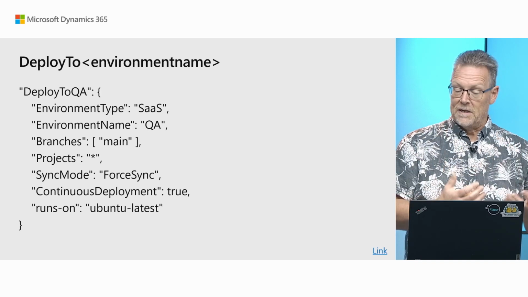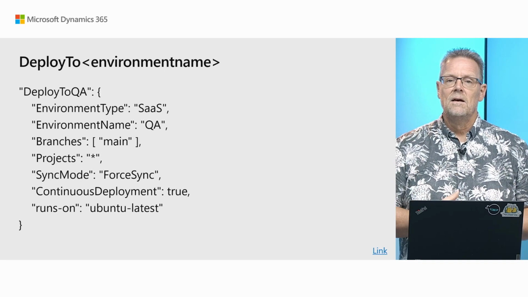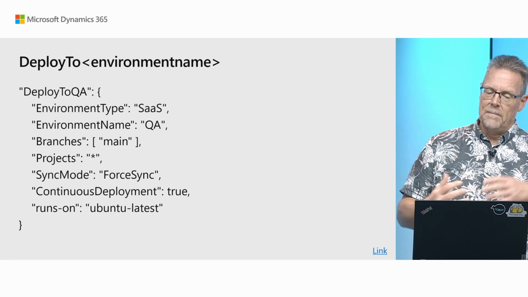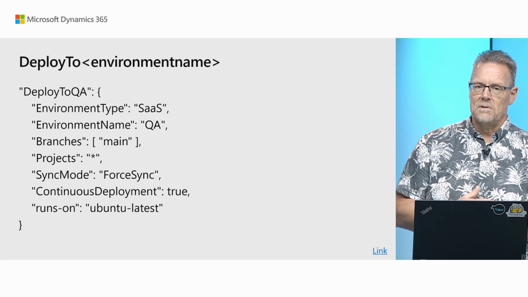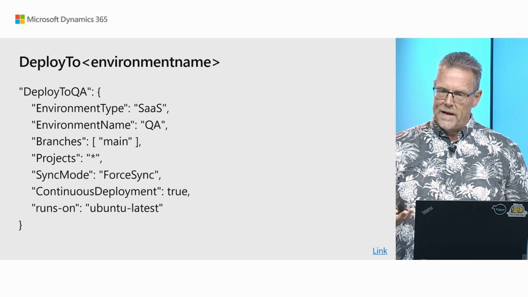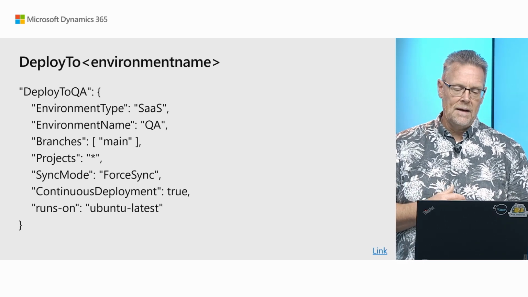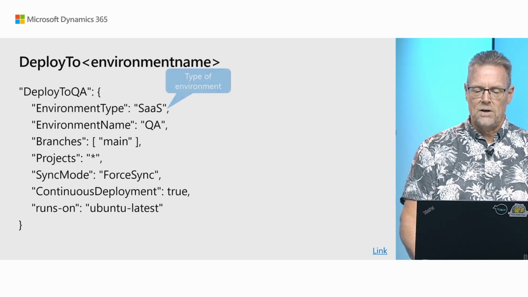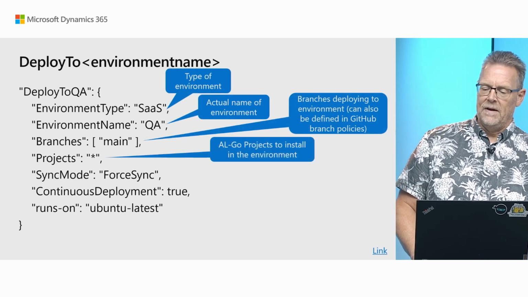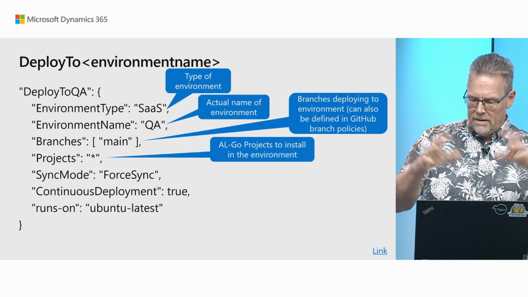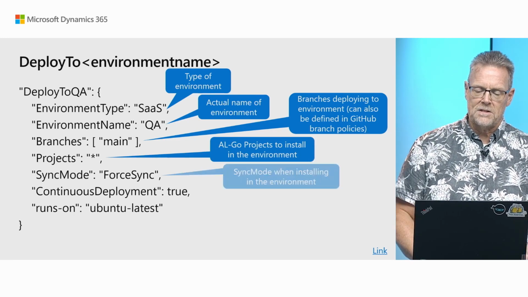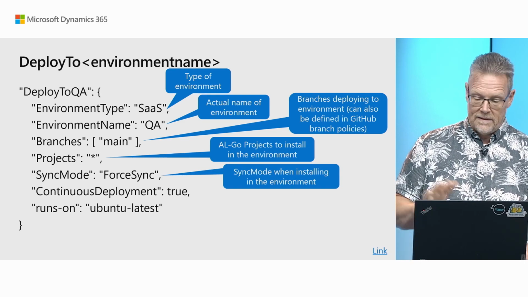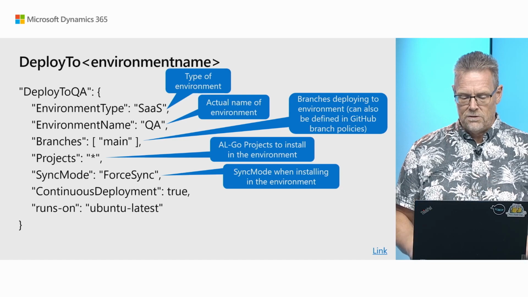You have an environment type, default is SaaS. Environment name, the default is actually the same as the environment name that you have on GitHub. So in this case, it would be QA. Branches, default would be just main. Projects, default would be star, meaning all projects that you have in your repository. And then the sync mode can be force sync or I think clean or add. It's in the settings, in the documentation, you can see that.